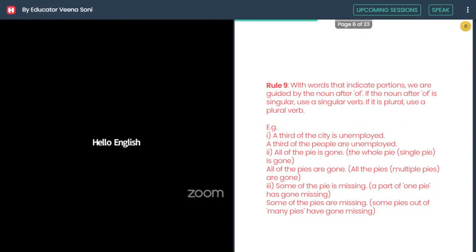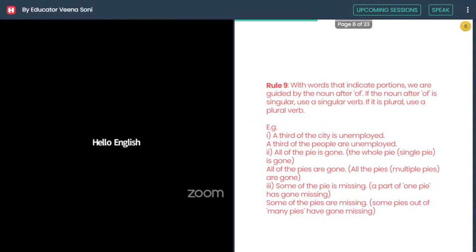All the pies. Now there can be more than one pie. So all the pies, P-I-E-S, are gone. So when the subject is singular we use is, when the subject is plural we use are. I hope by this time you have understood is, are, be forms, was, and so on. We have used a lot of these, and you may have remembered them.